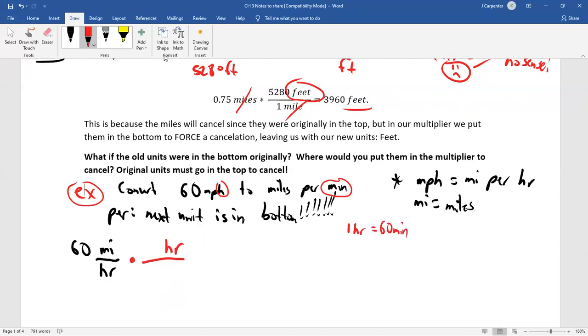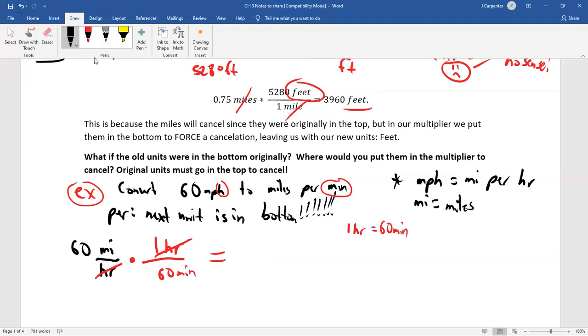Before I do any numbers, before I even think about the fact that 1 hour is 60 minutes, I can do this because I'm trying to get these hours gone. They're in the bottom, so our multiplier, it's in the top. Then we use the conversion factor. Where's the 60 go? Where's the 1 go? The 1 probably goes here, right? No, it's 1 hour. 1 hour is 60 minutes. The hours will cancel, and then we just do our math.